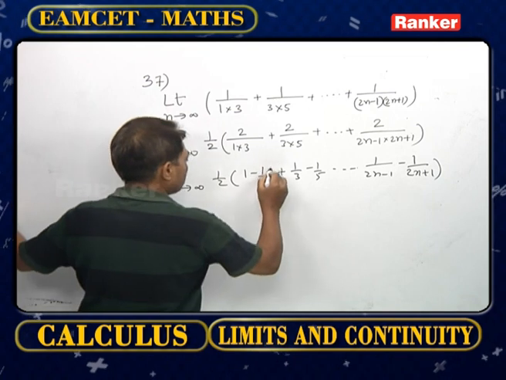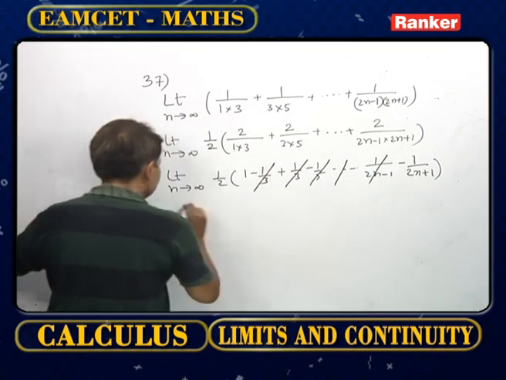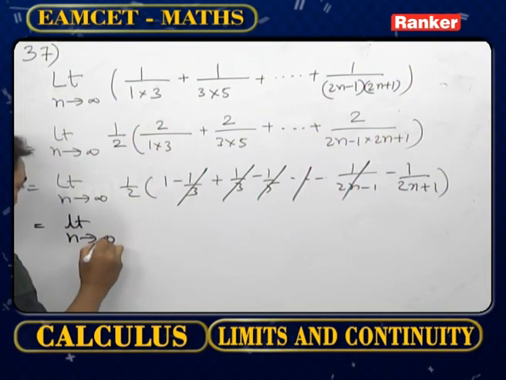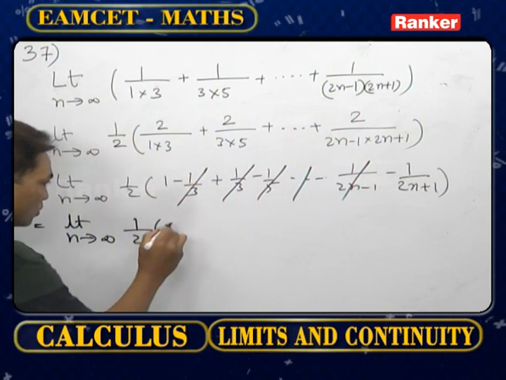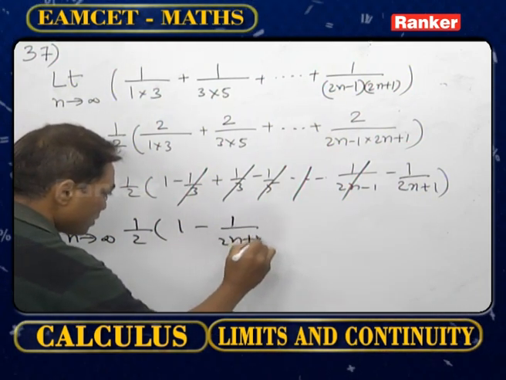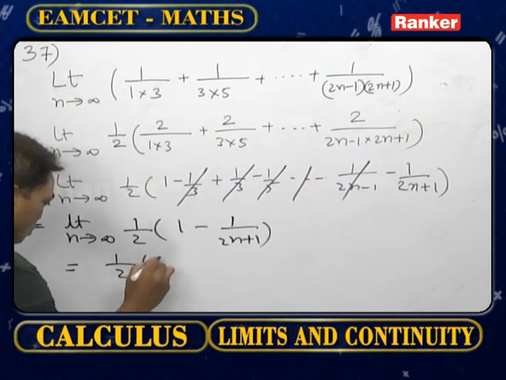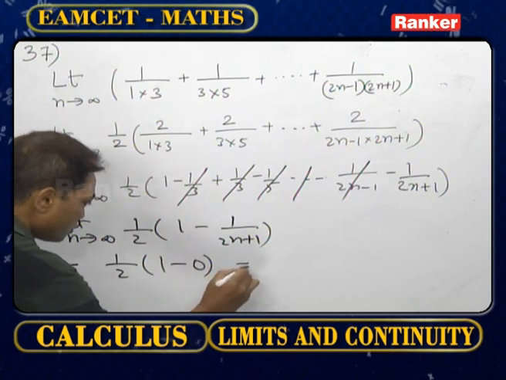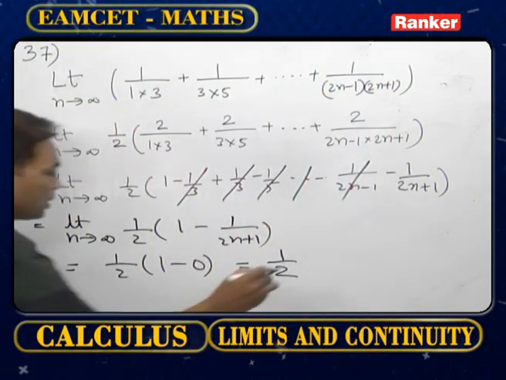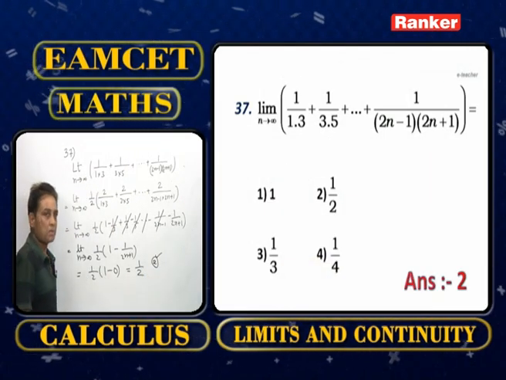Now, if you observe, these terms get cancelled up to here. So, finally, limit n tends to infinity, 1 by 2 into 1 minus 1 by 2n plus 1. When the denominator is infinity, 1 by infinity tends to 0. So, your final answer is 1 by 2. This is nothing but the second option. 1 by 2 is the right answer.